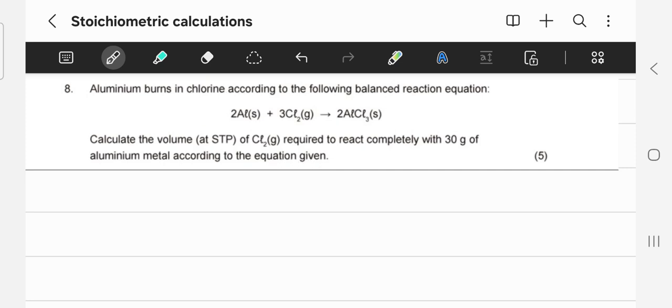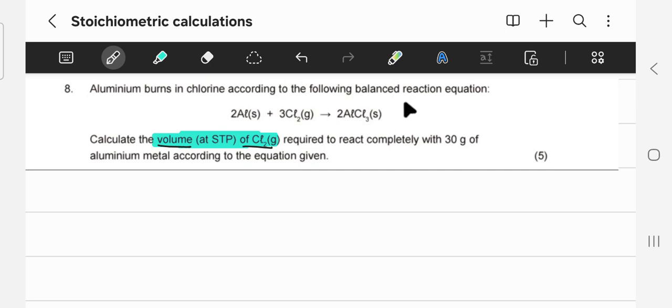What are we looking for here guys? We are looking for the volume. We are looking for the volume of what? Of chlorine gas. Okay, that's what we are looking for. Let me just highlight. We are looking for the volume of gas, but this is basically happening at STP. And when you do these calculations guys, you need to write the information that you are provided.